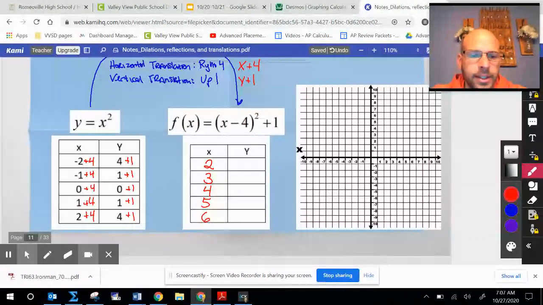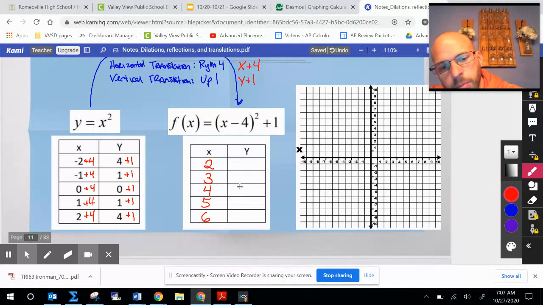Now on the right side of my table, I'm going to add 1 to all those values. So 4 plus 1 is 5. 1 plus 1 is 2. 0 plus 1 is 1. 1 plus 1 is 2. And 4 plus 1 is 5.